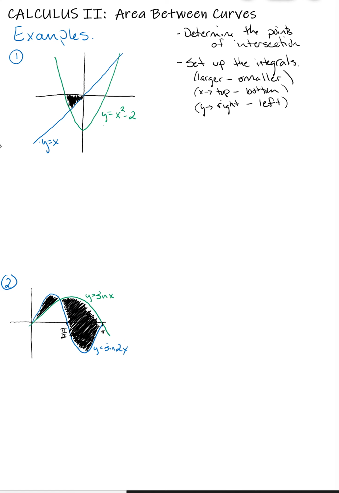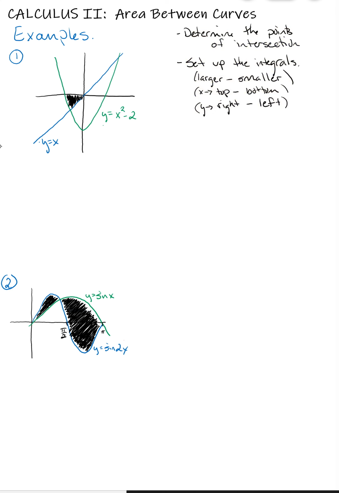I want to go over the setup of a couple of examples where we find the area between curves. Remember, when you are trying to determine this area, you first need to find the points of intersection, and then you set up the integrals. And remember, we always look at this as the larger value minus the smaller value as far as the curves go. When we're working in terms of x, that's the top minus the bottom curve. When you're working in terms of y, it's the right curve minus the leftmost curve.